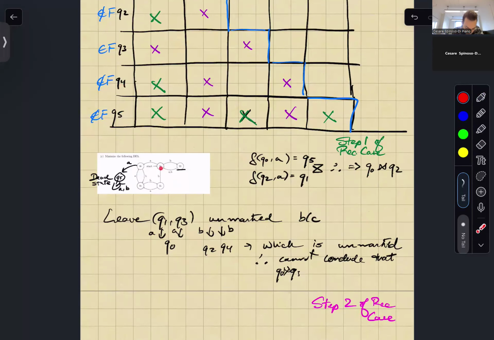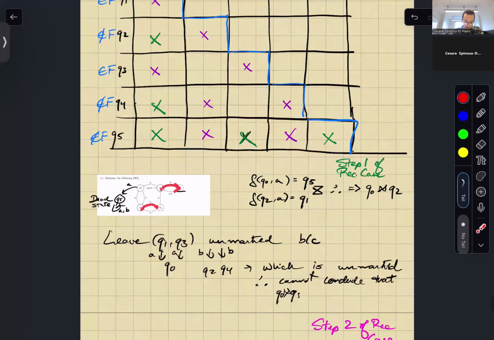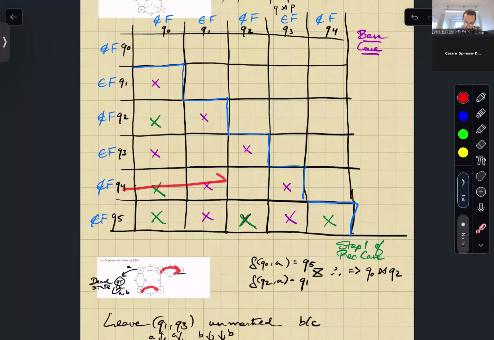So for Q1, Q3, when you read an A, you go to Q naught. Again, they're the same. So Q naught is the same state, so it's indistinguishable from itself. So you can't use that as evidence for distinguishability. Then Q1, Q3, when you read a B, you go to Q2, Q4. This is the only other unmarked cell, which means that that's again not evidence for distinguishability.